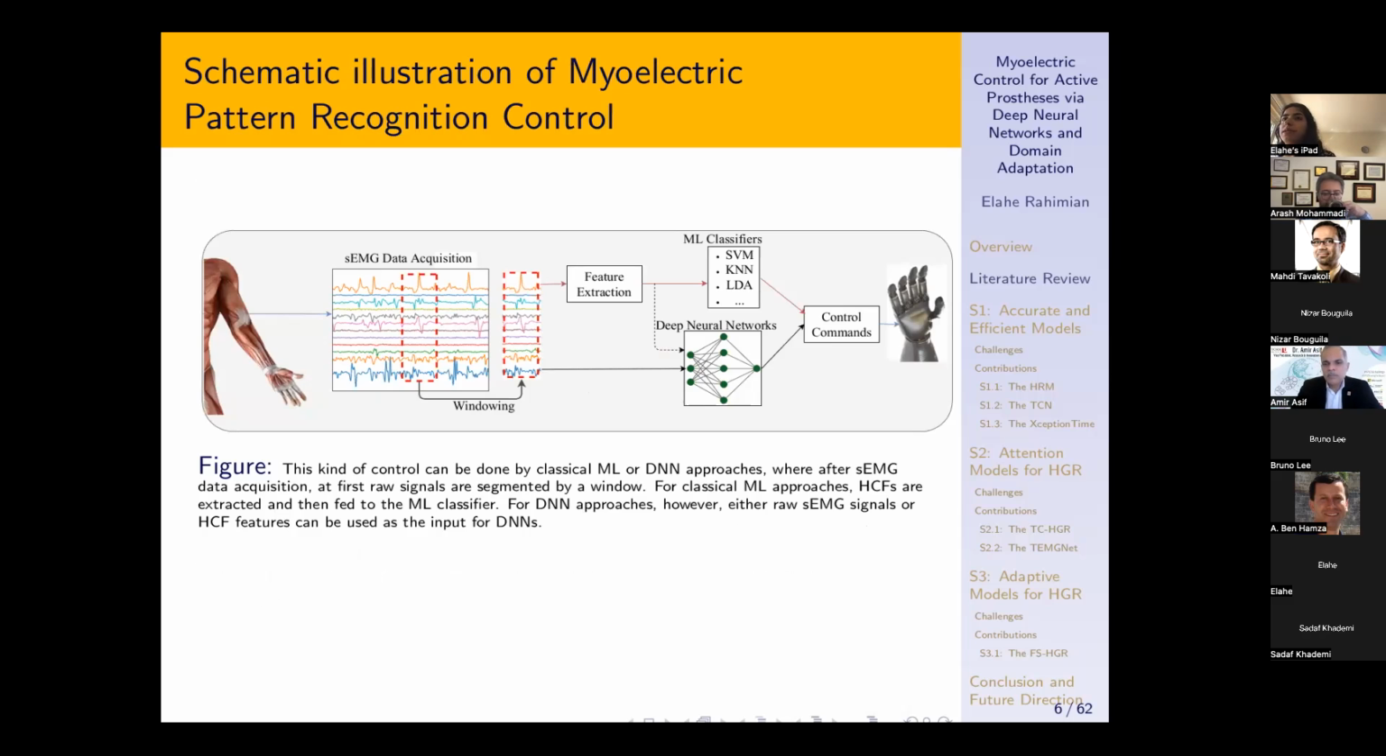More specifically, after collecting SEMG data from the muscles and doing some pre-processing steps, we segment the SEMG signal with a window. After windowing, we can use ML classifiers or deep neural networks. If we are using ML classifiers, we first extract the features by hand and then feed them to the classifiers. But if we are using deep neural networks, we can feed either handcrafted features or the raw SEMG signal. And finally, we have control commands for the prosthesis device.